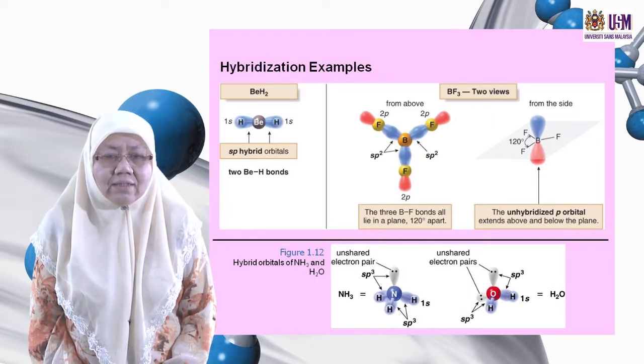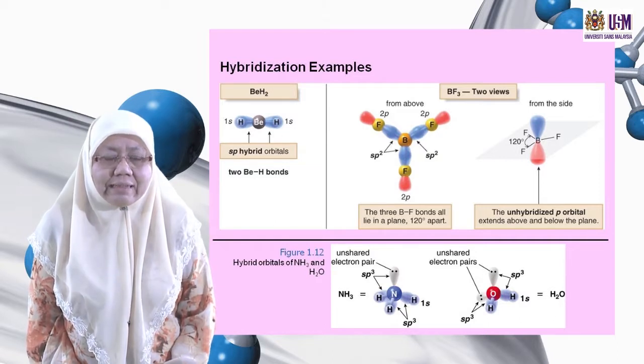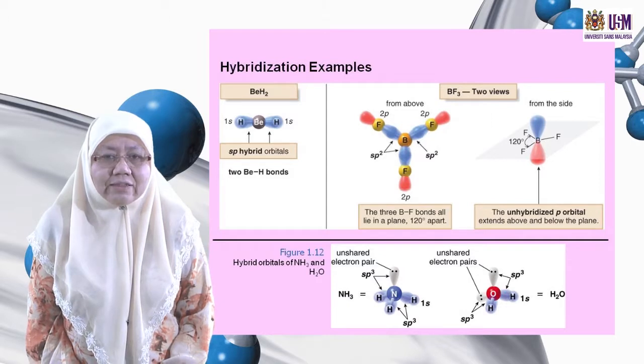And for water, as we can see, oxygen also has 4 pairs of electrons. We have 2 unshared electron pairs and 2 shared electron pairs. Water has 2 bonds with hydrogen. So now the shape of this molecule is actually just a V shape.